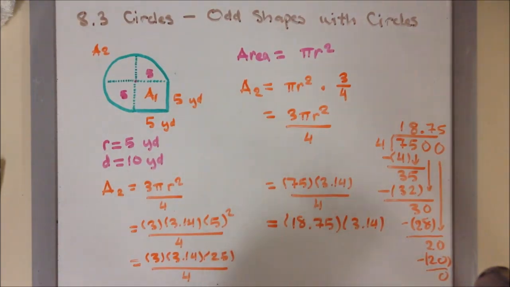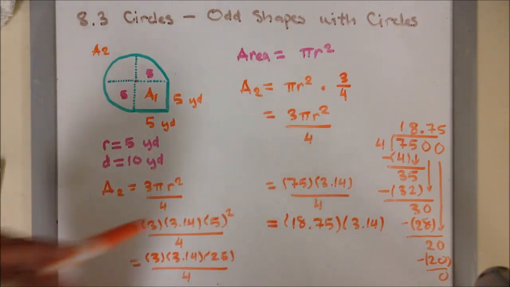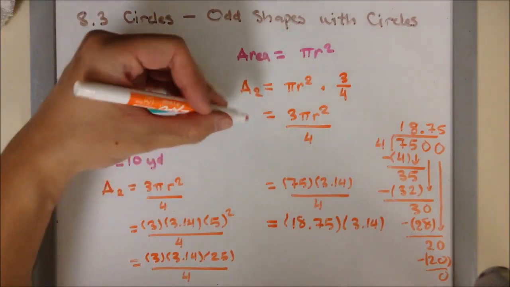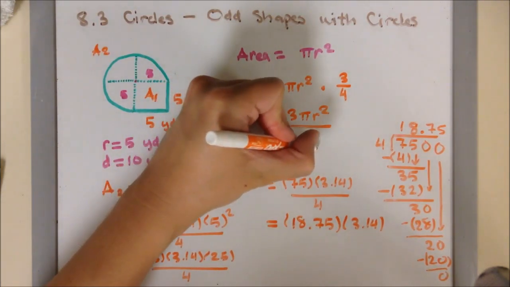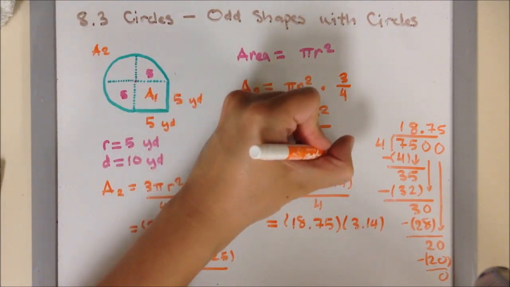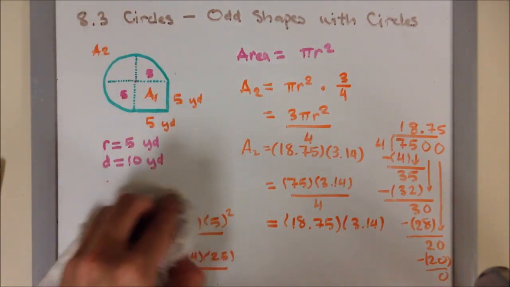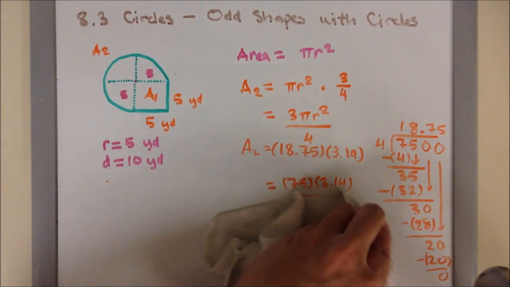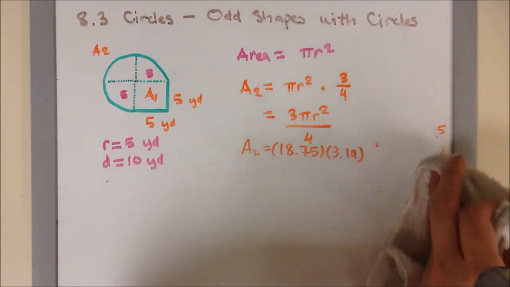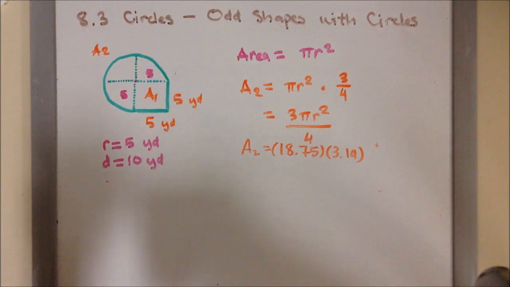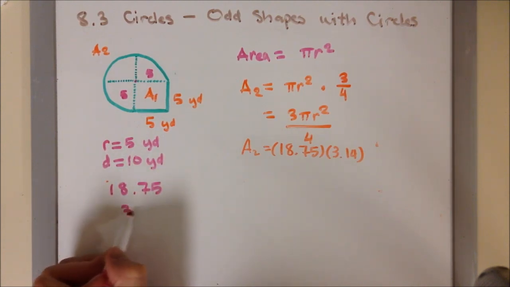So two decimal places, and it looks like it's going to be a big number. Alright, so we see that A2 is going to be 18.75 times 3.14. I'm going to write it up here for the time being. Next, I'm going to erase to make more room. Right, so we're going to do the same thing as what we did, multiplying with decimals. So I'm going to put 18.75 on the top, and then 3.14.